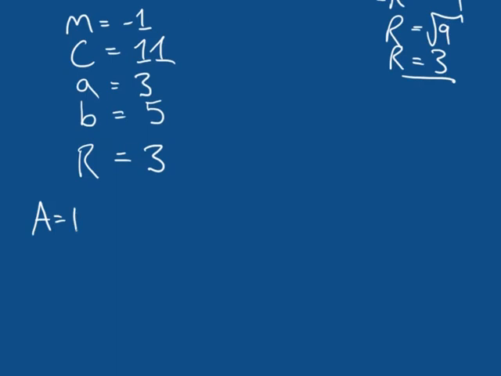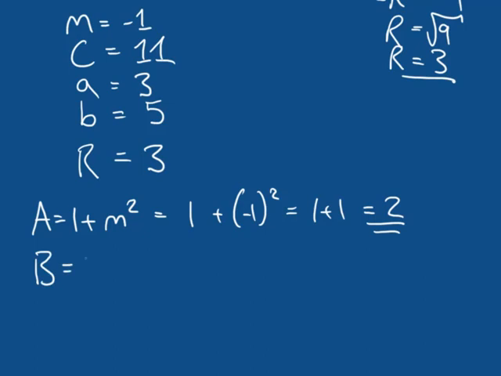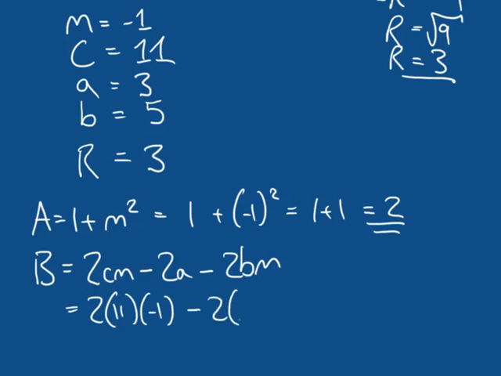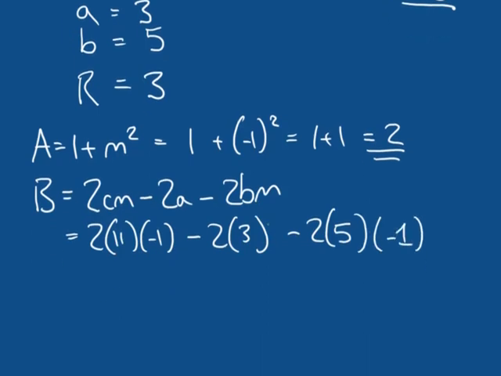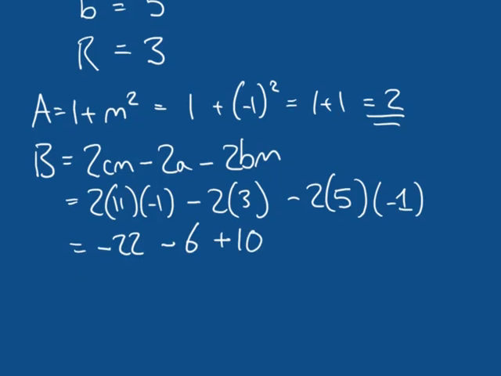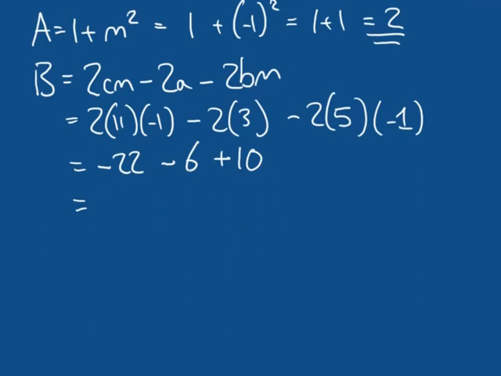So we know that A is equal to 1 plus m squared, which is going to be equal to 1 plus (minus 1) squared, which is equal to 1 plus 1, which is equal to 2. B is equal to 2cm minus 2a minus 2bm, which is equal to 2 times c is 11 times minus 1, minus 2 times a is 3, minus 2 times b is 5, and m is minus 1. So that's going to be equal to 2 times 11 is 22, times minus 1 is minus 22. 2 times 3 is 6, so minus 6. 2 times 5 is 10, times minus 1 is minus 10, times another minus is plus 10. So that's equal to minus 22 minus 6 is minus 28, plus 10 is minus 18. So B is equal to minus 18.